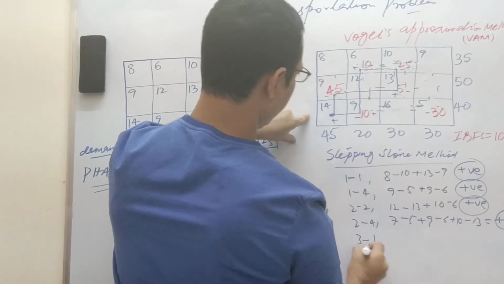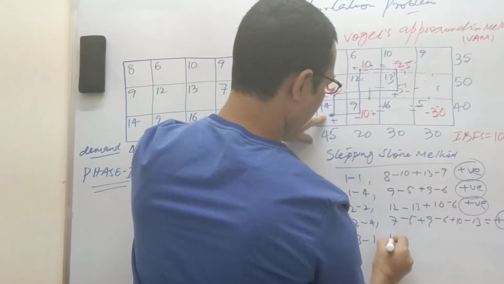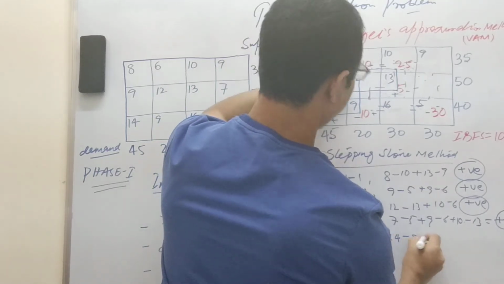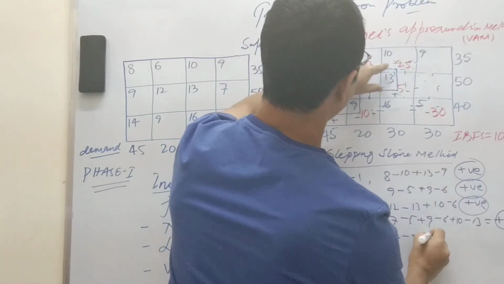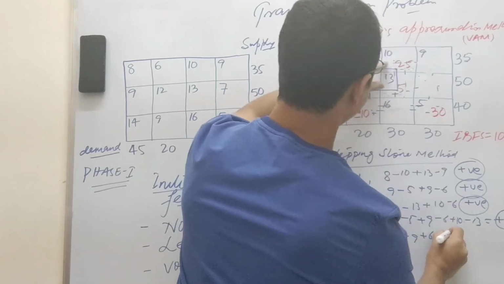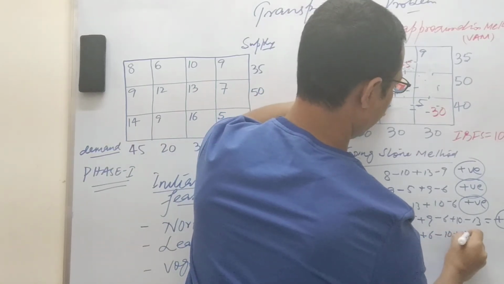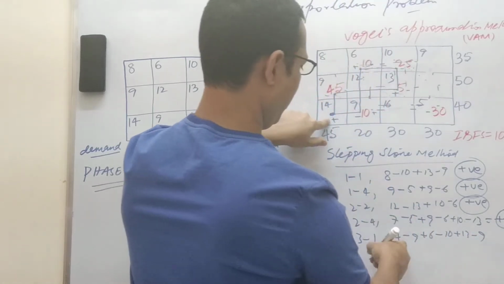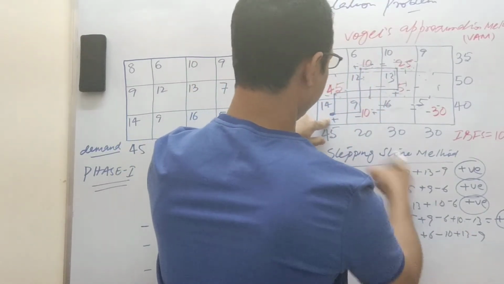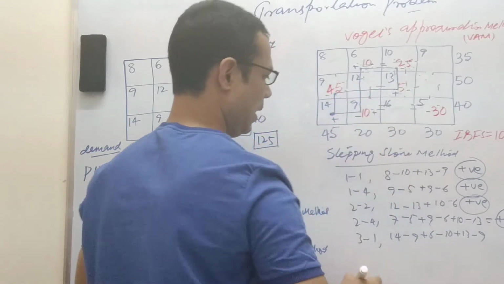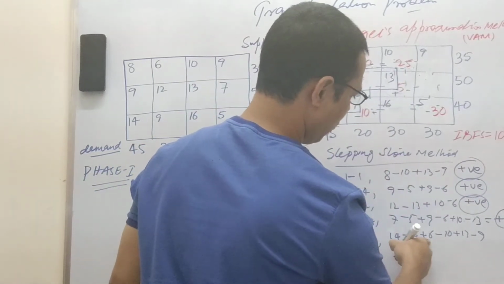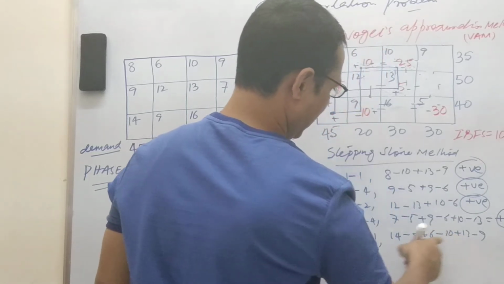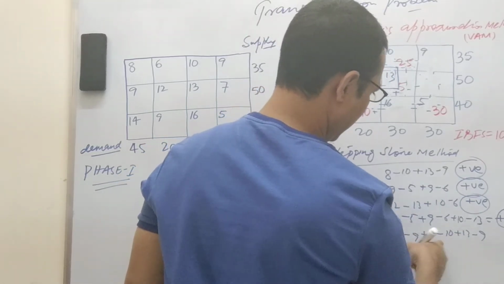Third row, first column. So here you can start with 14 positive, minus 9, plus 6, minus 10, plus 13, minus 9, then 14 where I started. 1, 2, 3, 4, 5, 6. Okay, so now you add 14 plus 6, 20. 20 plus 13, 33. And 10 plus 9, 19, and positive.